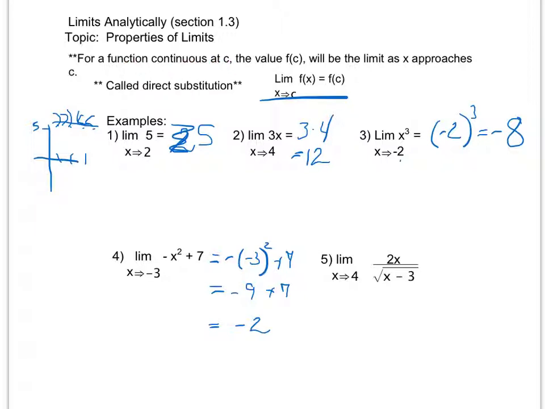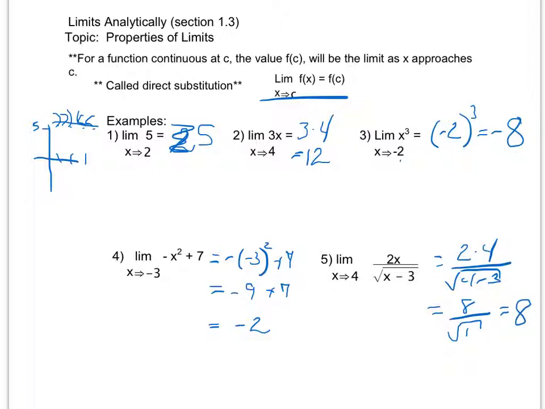So since it's continuous at 4, I'm going to go ahead and use direct substitution and plug 4 in, giving me 2 times 4 over the square root of 4 minus 3. Well, that gives me 8 over the square root of 1. I know the square root of 1 is just 1, and 8 over 1 is just 8.